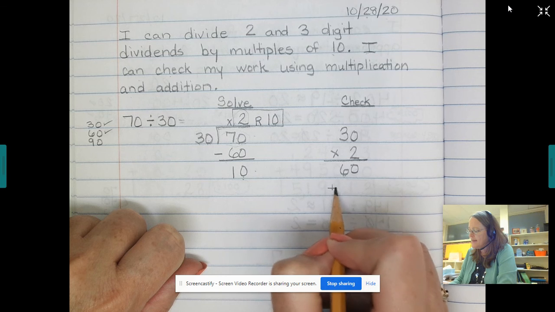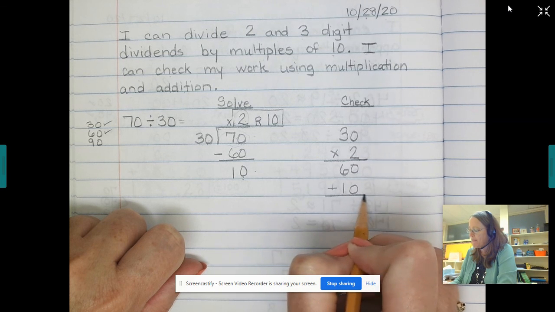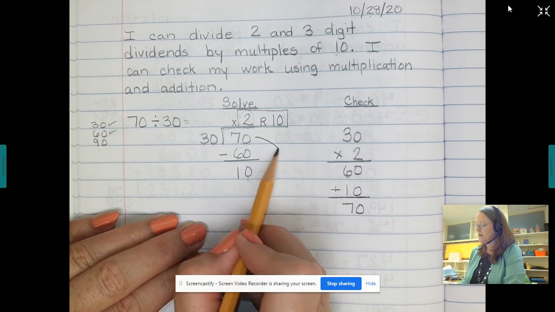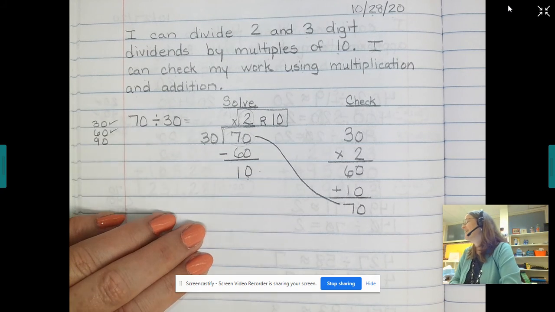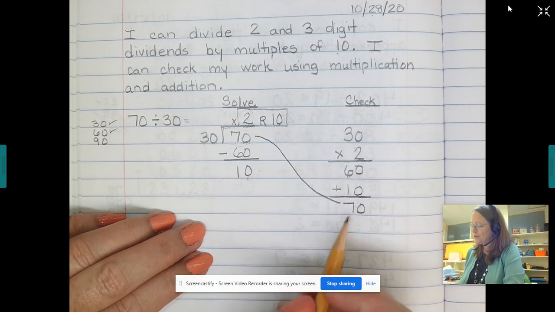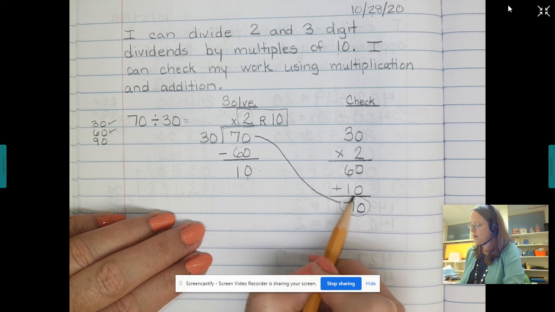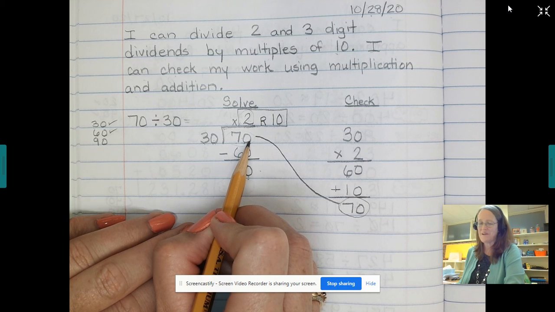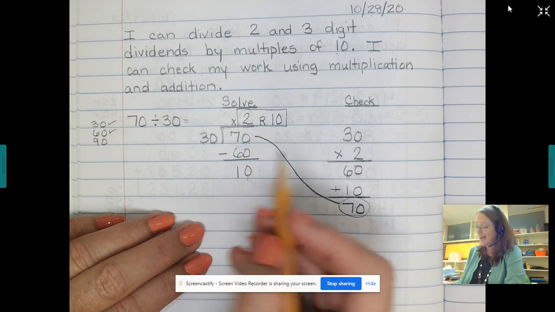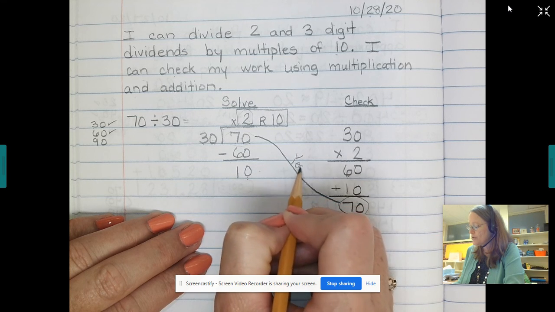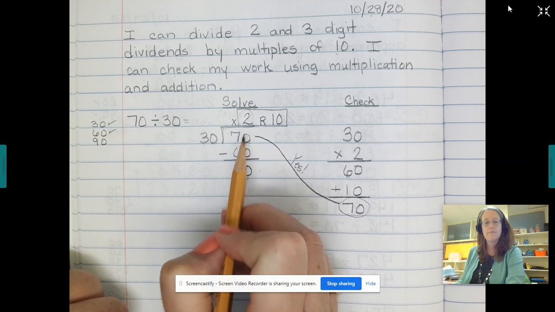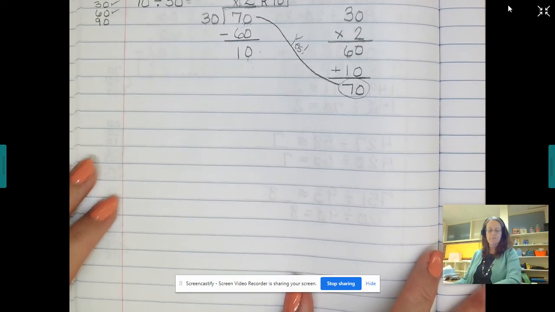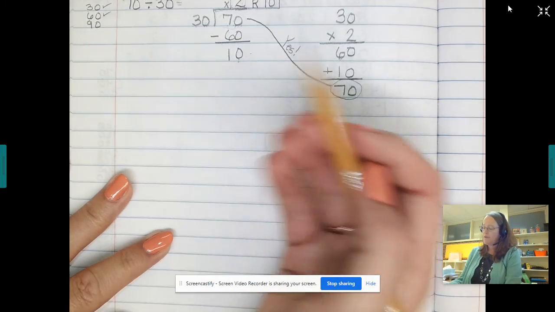So when we add 10, we get 70. There is our match right there. So does our product here match our dividend? Yes, it does match. So that means that my quotient is correct. Let's take a look at another division problem and check it with multiplication.